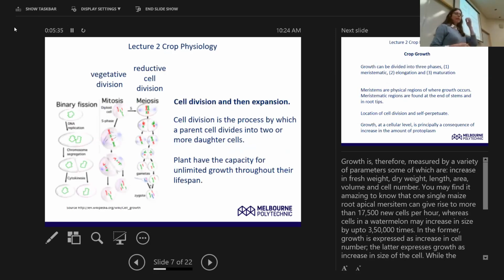So we're going to get into the nitty-gritty of cell division and then expansion a little bit here. Again, you'll do this in far more detail in living systems, but I'm just going to touch on this. So cell division is the process by which a parent cell divides. So it's very simple. You have a parent cell here, divides into two. It can divide into more than two, and the cells that come from these dividing cells are called daughter cells. Plants, unlike humans, have the capacity for unlimited growth throughout their lifespan. So that is a very important difference.